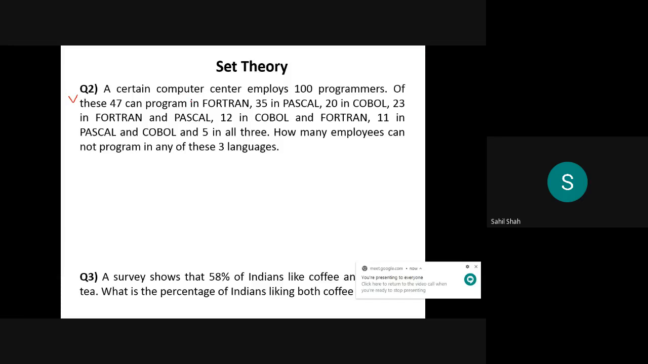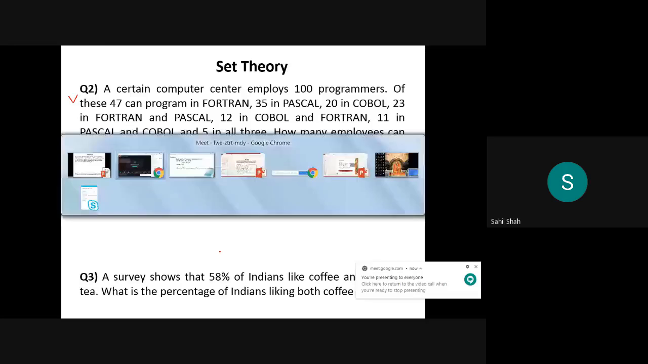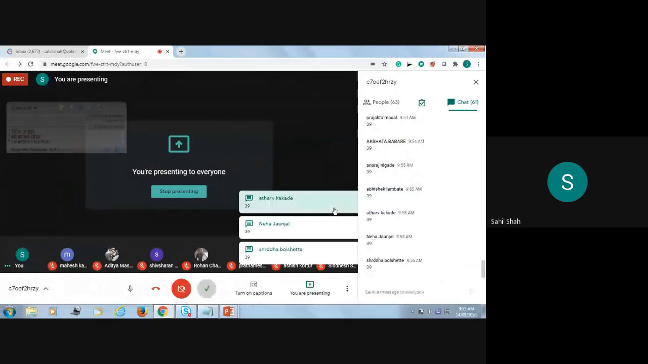A certain computer center employs 100 programmers. So these are the number of employees present in a certain computer center. Out of these, it is further given this information. So your answer of 39 is correct. Very good.